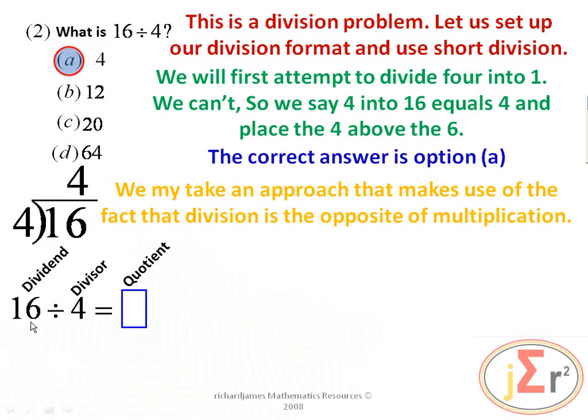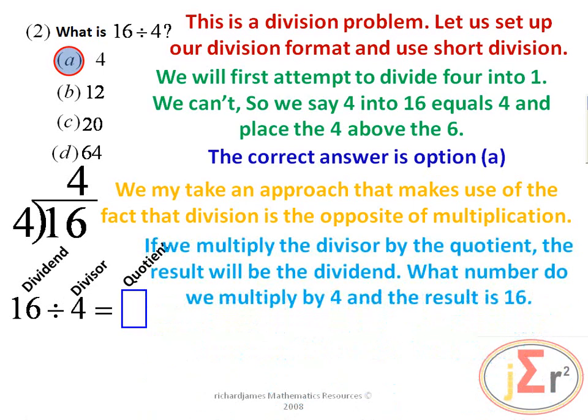So we have 16 divided by 4. This one is the dividend, this one is the divisor, and this one is the quotient. If we multiply the divisor by the quotient, the result will be the dividend. What number do we multiply by 4 and the result is 16? If we are dividing by 4, it means that when we multiply 4 by whatever we get here, the result should be 16.